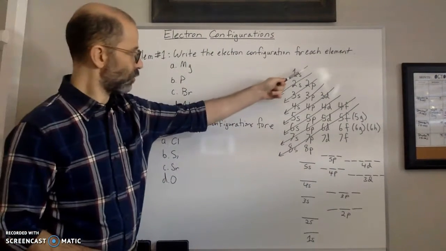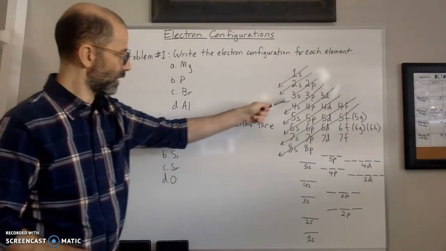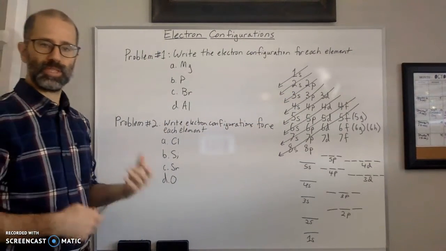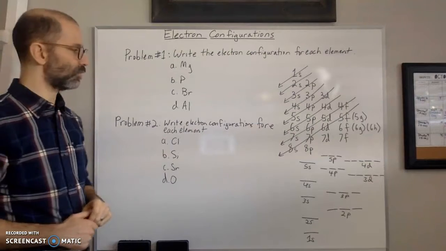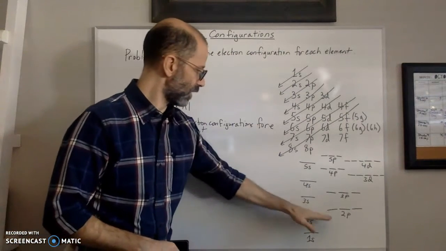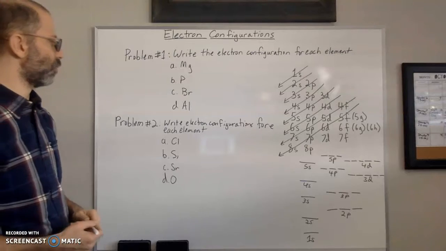And then you have the arrows going diagonally, and the arrows going diagonally through the different sublevels give you the order of the sublevels. Or you could use the orbital diagram here. So I'll try to use both.